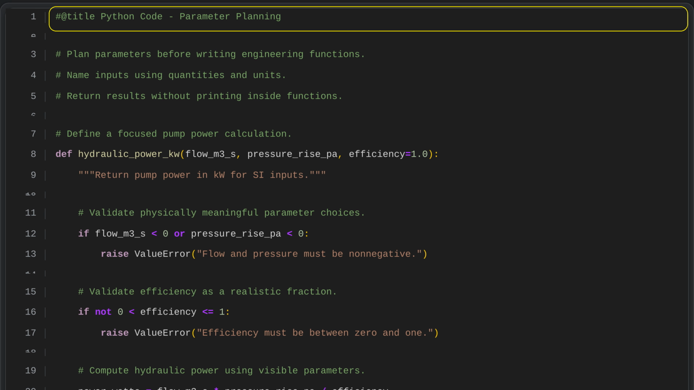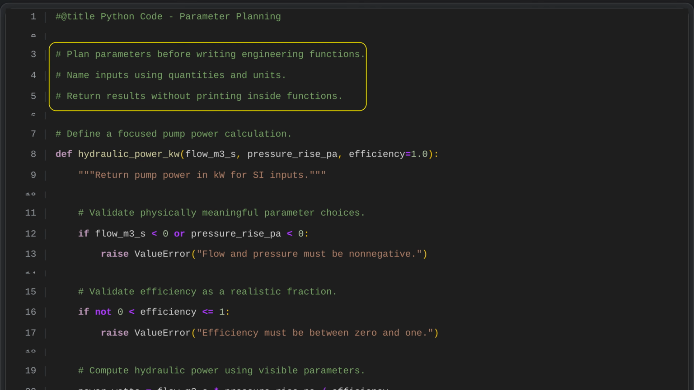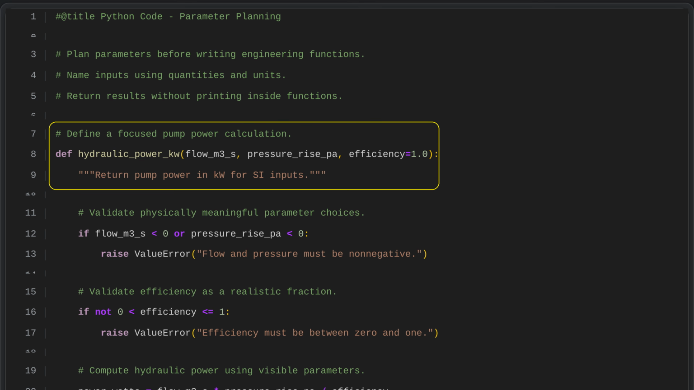Python code, parameter planning. Before writing engineering functions, plan the parameters they need. Name inputs clearly using the physical quantities and units they represent, and have functions return results rather than printing them internally. The hydraulic power in kilowatts function calculates the pump power needed from a flow rate, pressure rise, and efficiency. It assumes standard international units and uses an efficiency of 1 when no value is provided. This makes the pump power calculation clear, reusable, and focused.